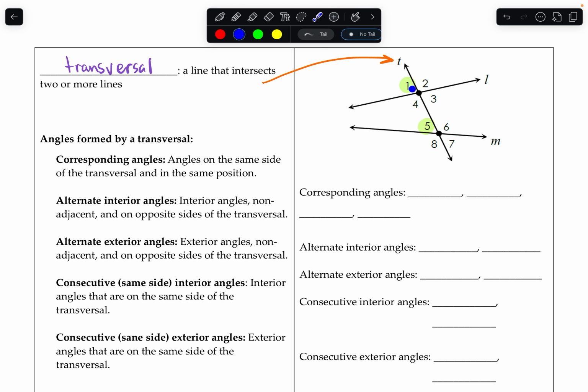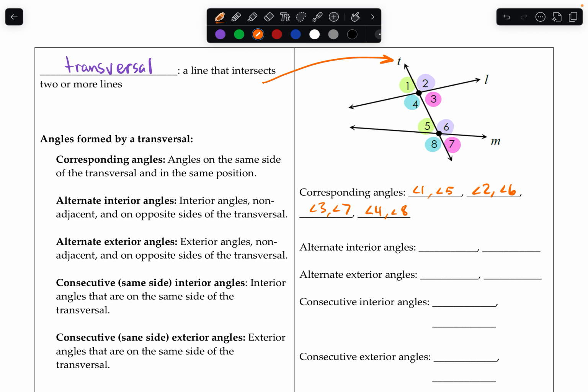The ones that are corresponding are the ones that are in the same position. So I could look at angle 1 here and angle 5 and say, hey, they're both in the upper left quadrant of this intersection. So angle 1 and angle 5 would be considered corresponding. We use our little angle symbol and list them out like that. Angle 2 and angle 6 similarly are in the upper right quadrant. And then, of course, we could just go around now. Angle 7 and angle 3, or angle 3 and angle 7, if you want to go in numerical order there. And then angle 4 and angle 8. Those are both in the lower left quadrant.